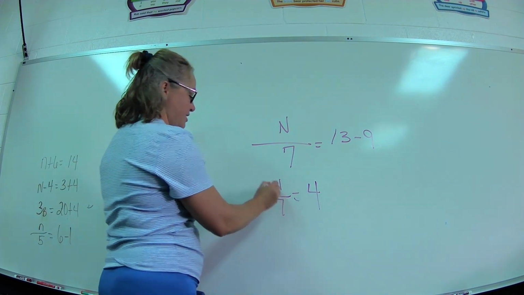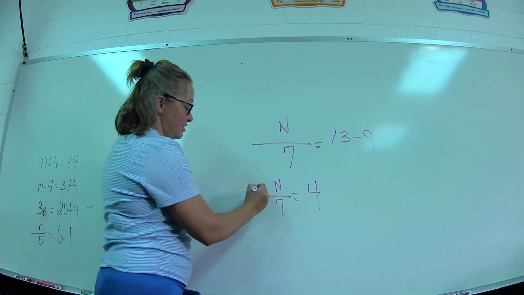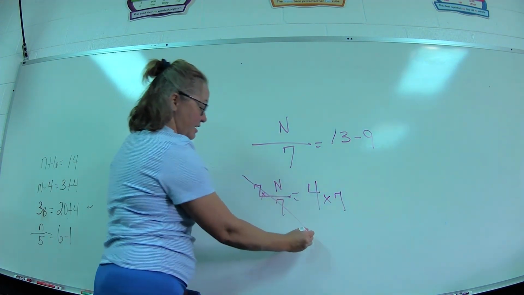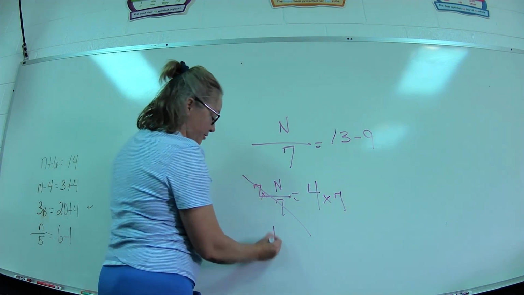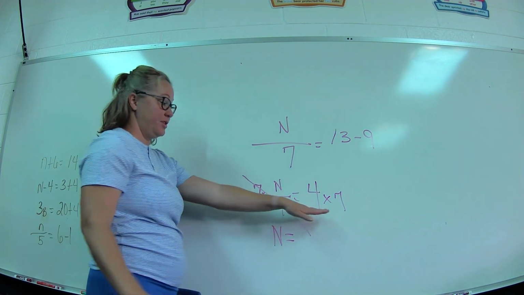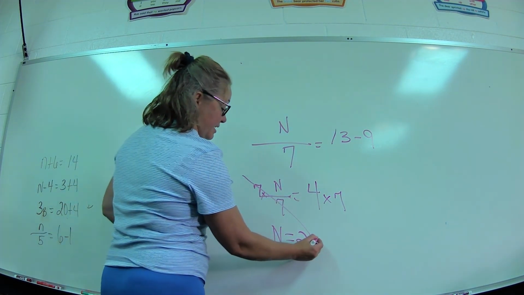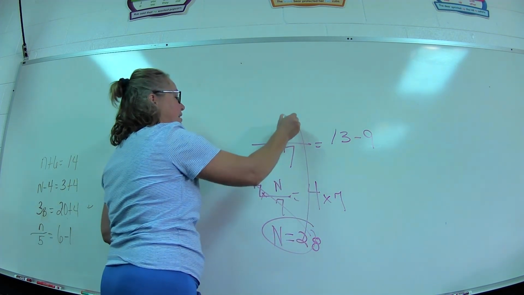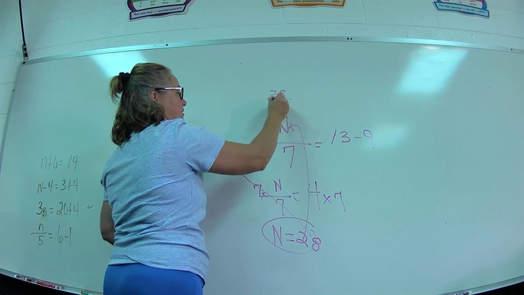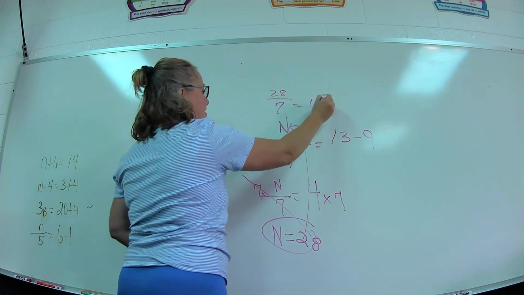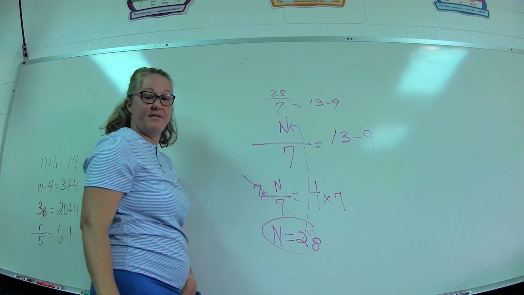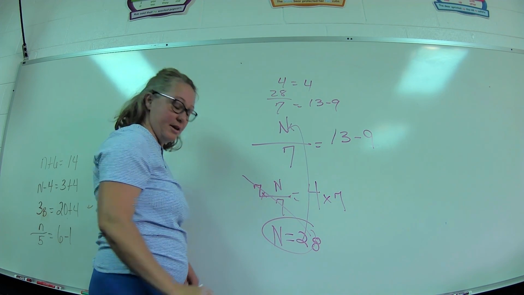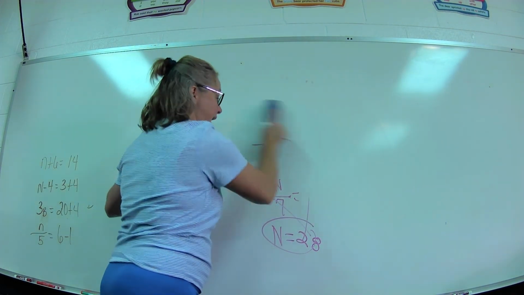All right, so now this is a division, so we're going to multiply by 7. That gives me an n left over. n, what's 4 times 7? 28. If I put this value right here, I have 28 divided by 7 equals 13 minus 9. What's 28 divided by 7? So 4 will equal 4. All right, let's do a few more just for practice.